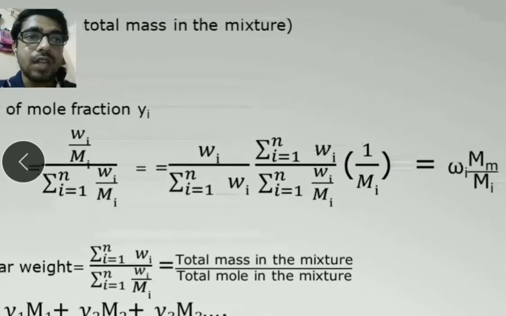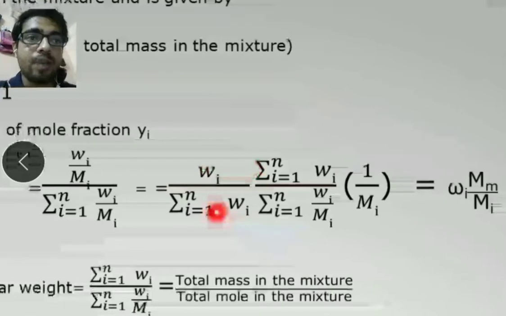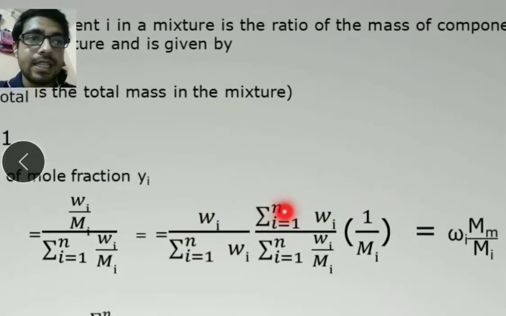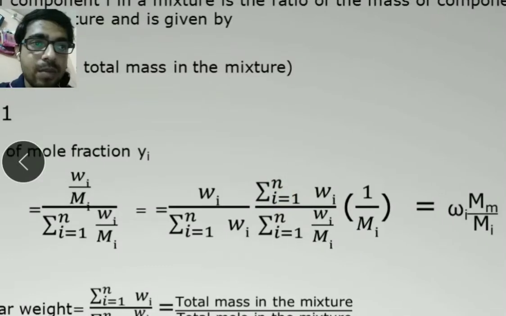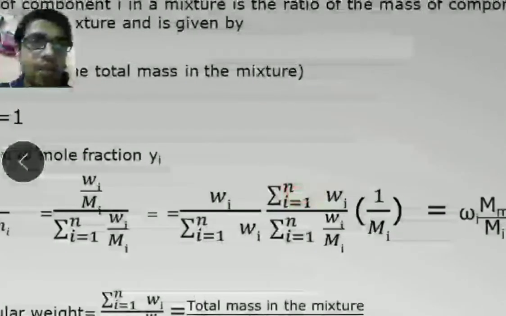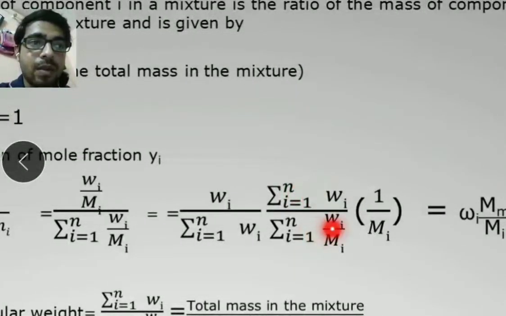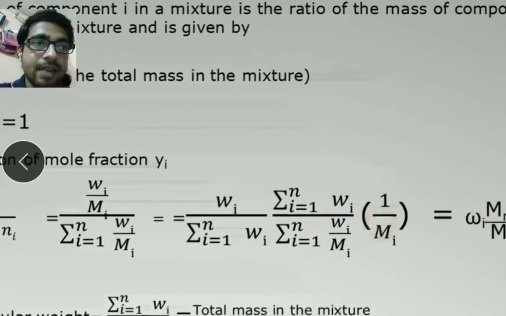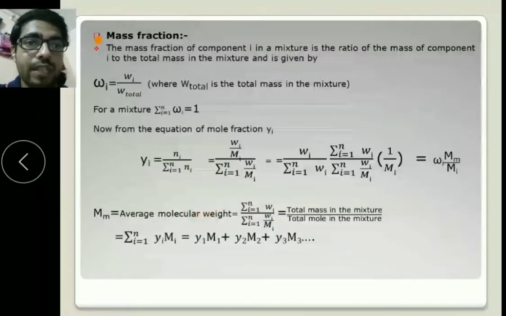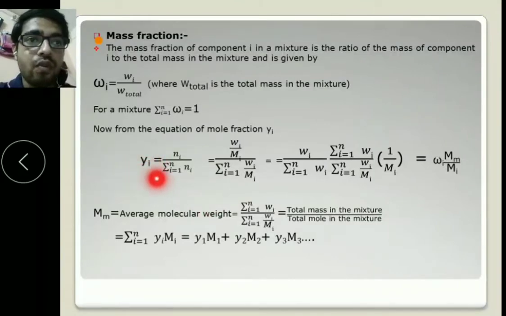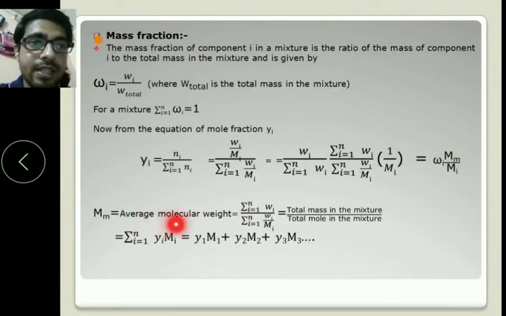Now Wi by summation of Wi is the mass fraction, and this other term is new: summation of Wi divided by summation of Wi by Mi. Summation of Wi means total mass and summation of Wi by Mi is total moles, so it is the average molecular weight, written as capital M, and this Mi came here. So we find a relationship between the mole fraction and mass fraction, and this equals total mass by total mole. So this is the average molecular weight formula.